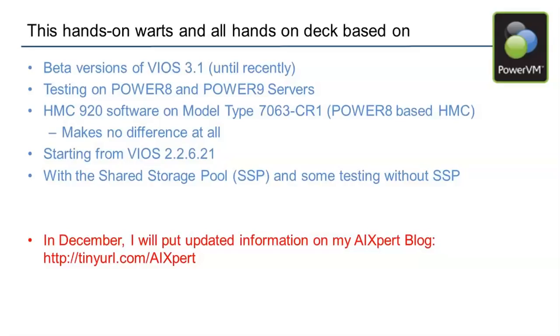I've got a Power 8 HMC. I don't think the HMC has any effect whatsoever on the virtual I/O server. You have to be at a fairly recent version of the HMC, otherwise you miss out on some really good features. I actually started off with 226.21 and upgraded it from there to 226.30 something with a shared storage pool, and I took the virtual I/O server out of the shared storage pool and just did a straight without shared storage pool upgrade as well.